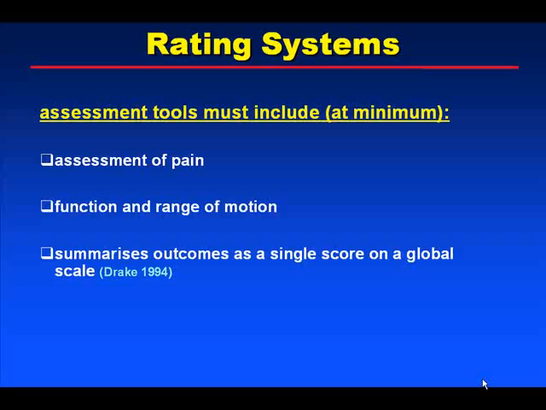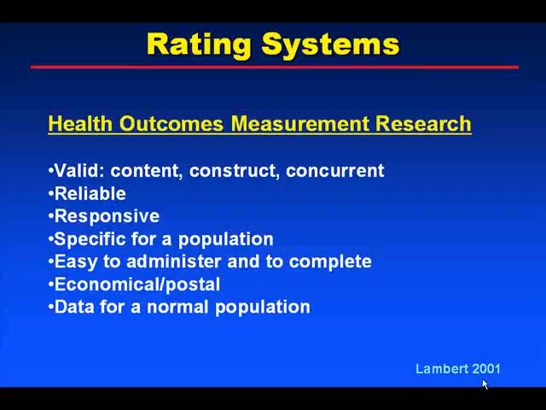For a rating system to be used, it has to include a minimum number of criteria. One is it has to assess the pain, it has to report function and range of motion, it has to summarize the outcome as a single score on a global scale, and that's been known for quite a while. In addition, the system has to be developed, reliable, responsive, and specific for a population.